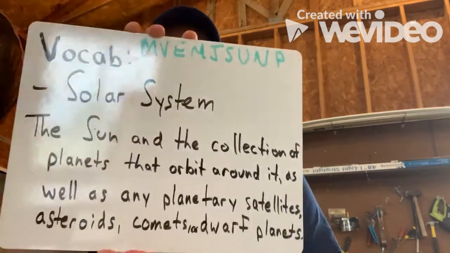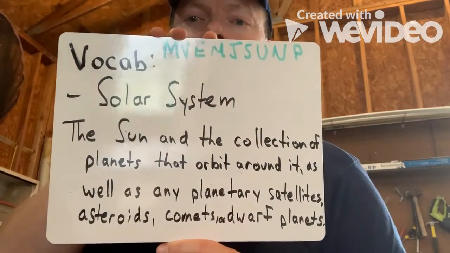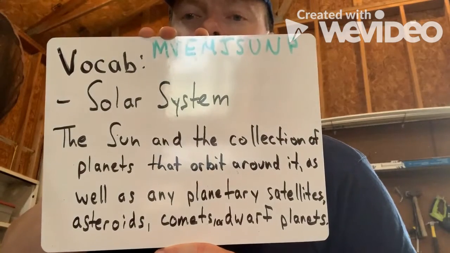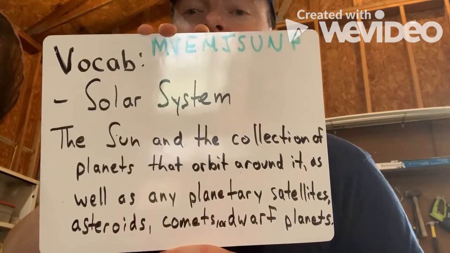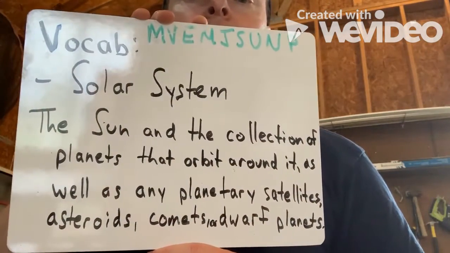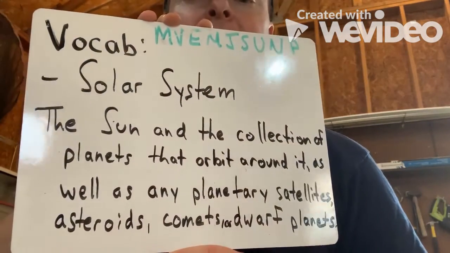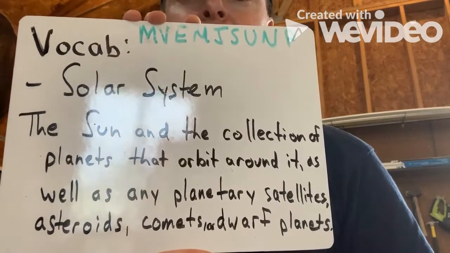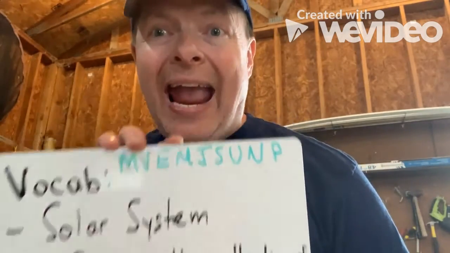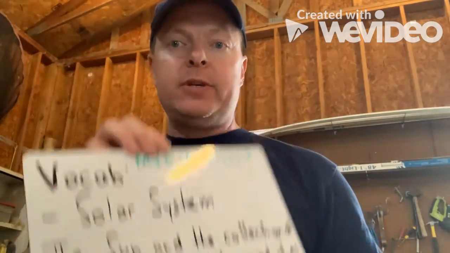But we also want to know what a solar system is. See, the solar system is the sun and the collection of planets that orbit around it, as well as any planetary satellites that are usually called moons, as well as any planetary satellites, asteroids, comets, dwarf planets, etc. Anything that's going around the sun is part of the solar system.